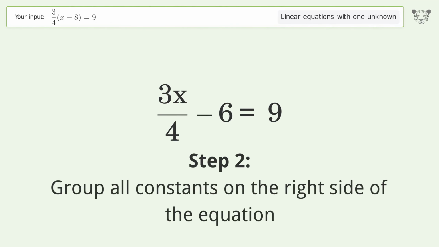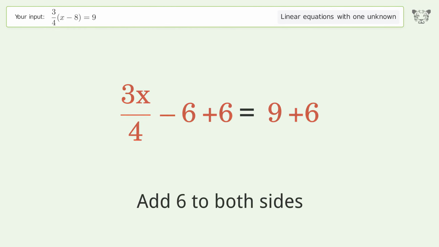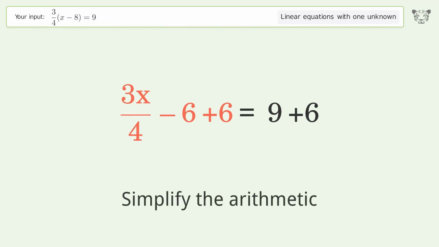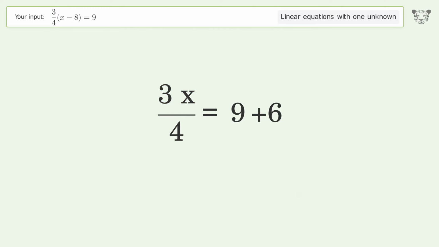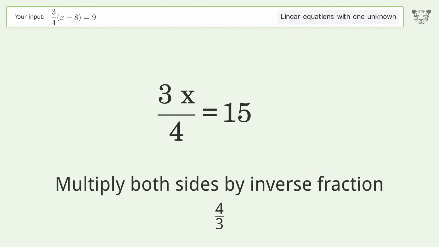Group all constants on the right side of the equation. Add 6 to both sides. Simplify the arithmetic. Isolate the x. Multiply both sides by the inverse fraction 4/3.